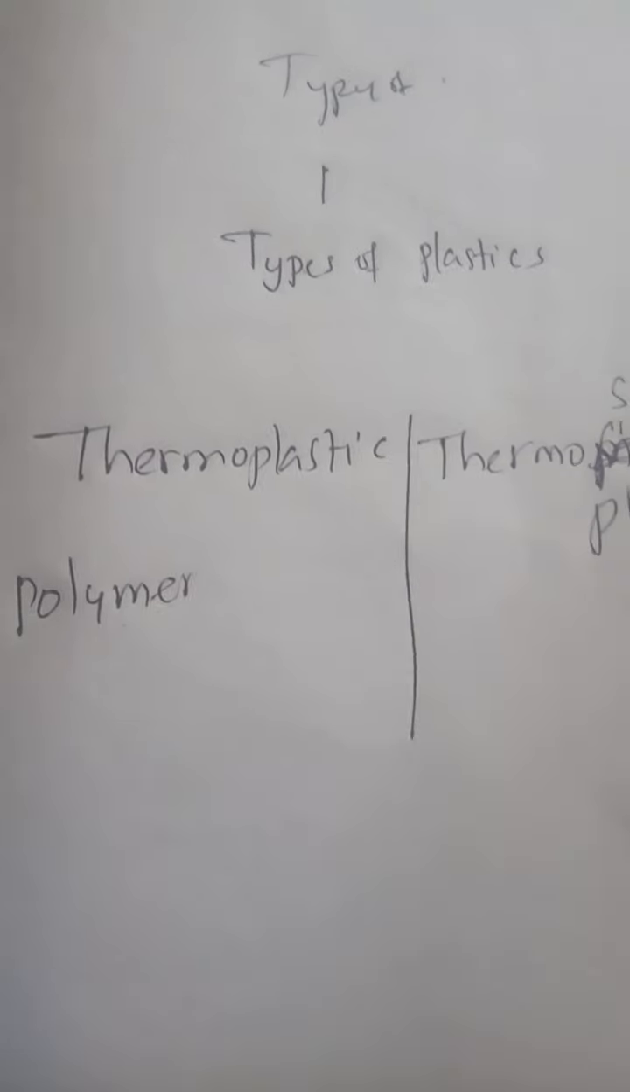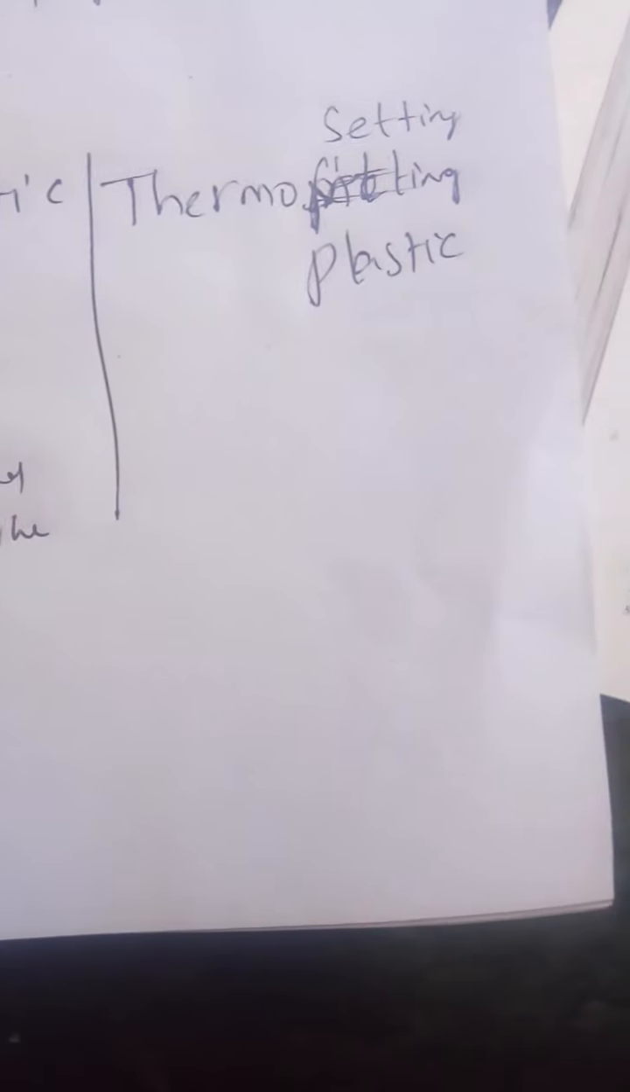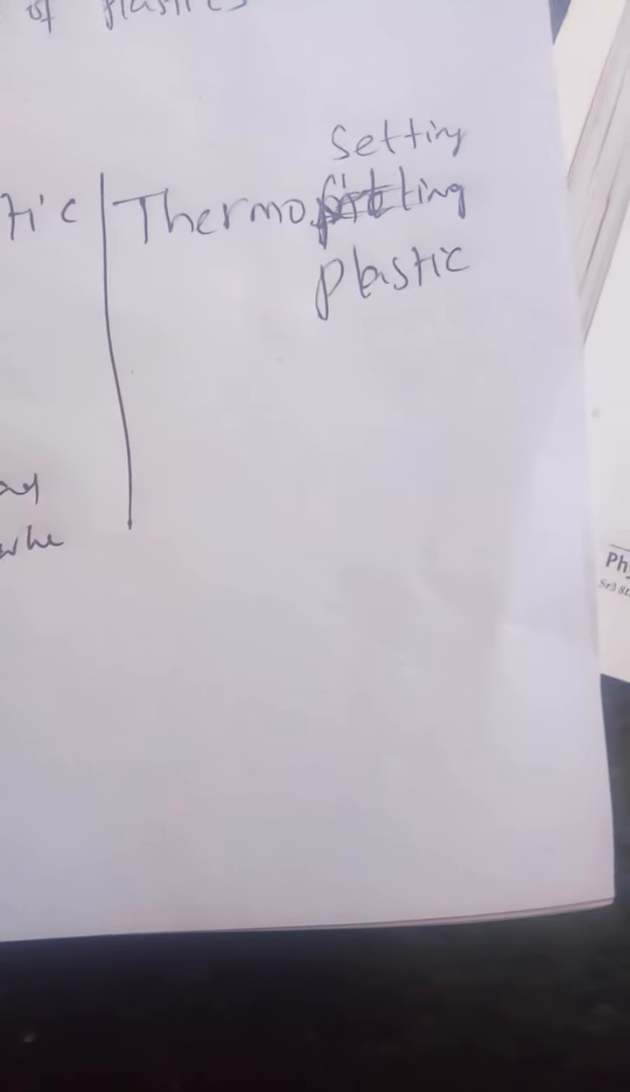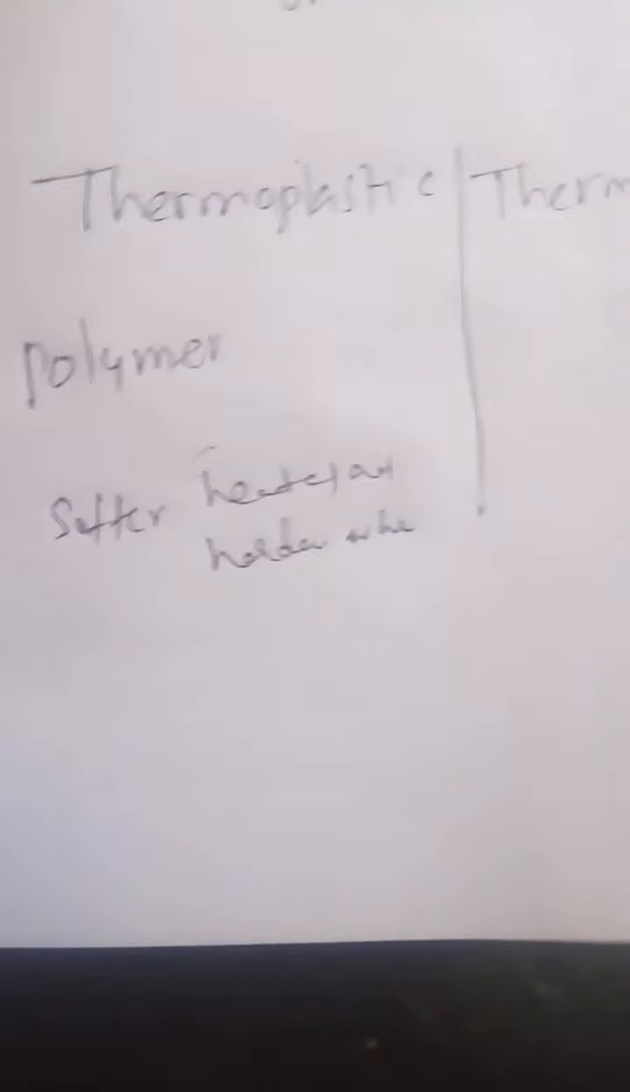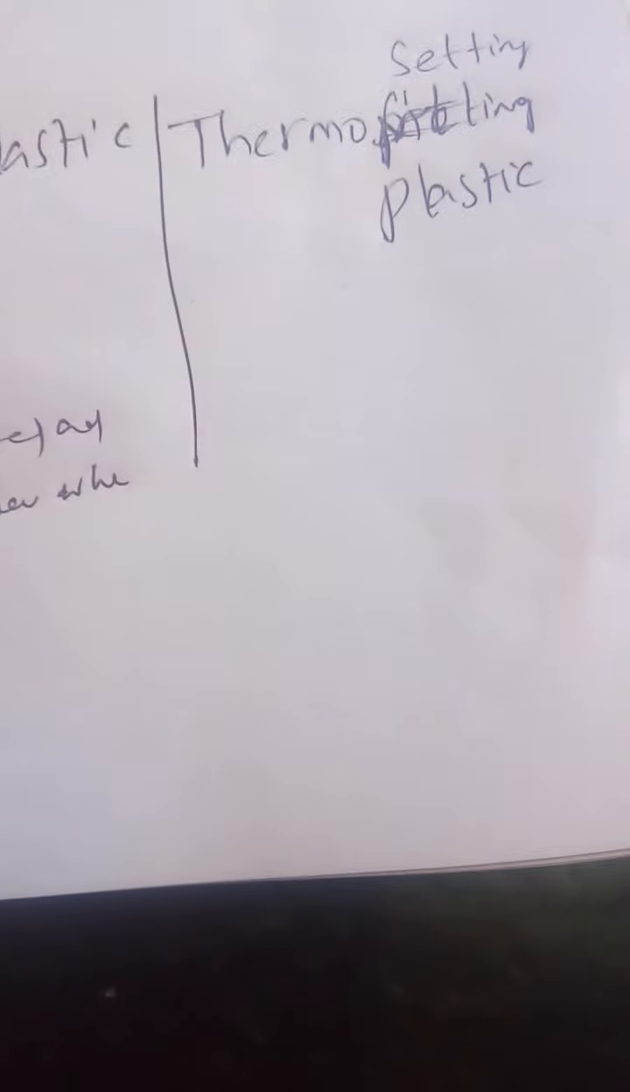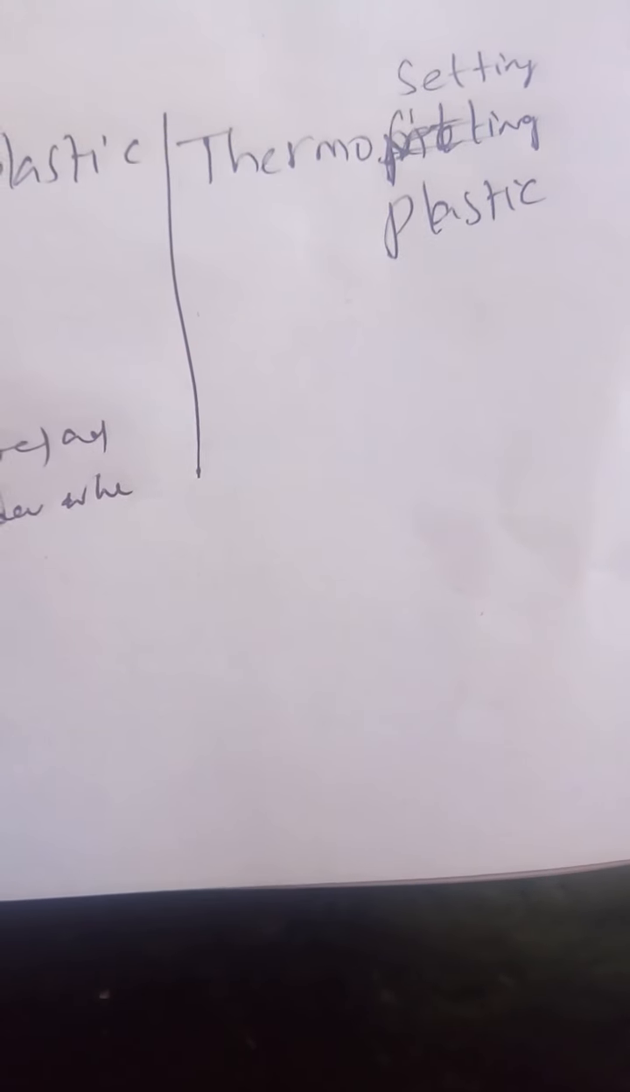Thermoplastics: polythene and PVC are examples of thermoplastics. But thermosetting plastics: bakelite and melamine are examples of thermosetting plastics. Thermoplastics are used in manufacturing toys, combs, containers. Thermosetting plastics are used in making electrical appliances, handles of various Tupperwares, kitchenware, computer and TV cabinets, etcetera.